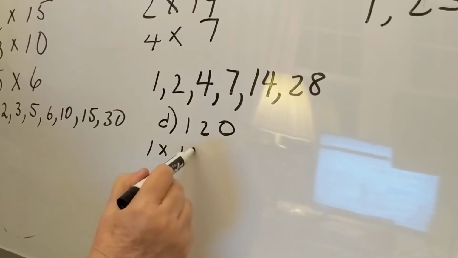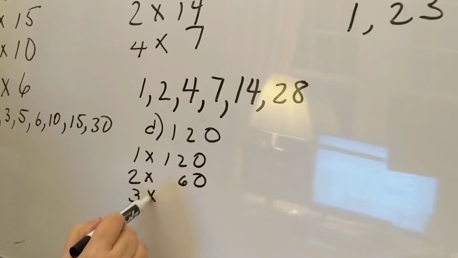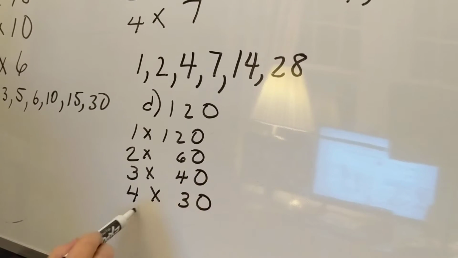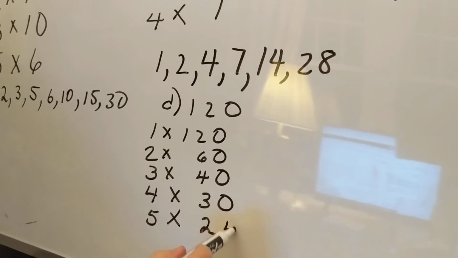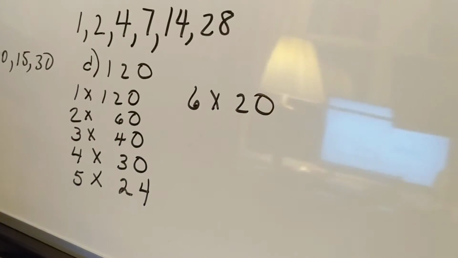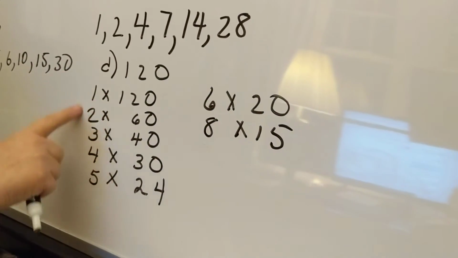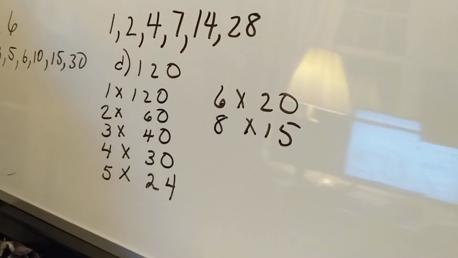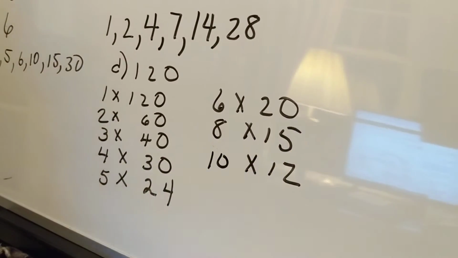We can have 1 row of 120, 2 rows of 60, 3 rows of 40, 4 rows of 30, 5 rows of 24, 6 rows of 20, not 7 rows. We could do 8 rows of 15. Notice how these numbers going down the left are increasing, the ones on the right are decreasing, and these two numbers are approaching the same value. We can go one more, 10 rows of 12. And those are very close.